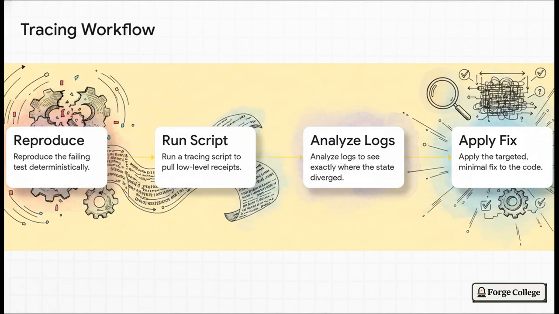Step 1. Reproduce the failing test deterministically. If you can't reliably break it, you cannot reliably fix it. Step 2. Run a tracing script to pull the low-level receipts. Step 3. Analyze those logs to see exactly where the state diverged. And finally, Step 4. Apply the fix. Honestly, whatever you do, do not jump to Step 4 without doing the first 3.